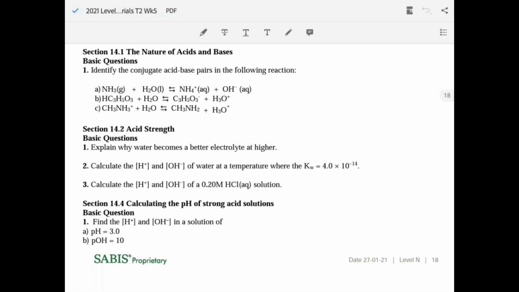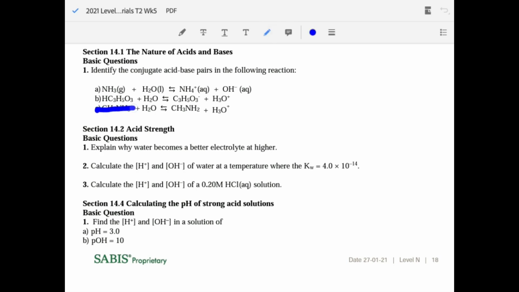Nature of acids and bases. Identify the conjugate acid-base pair. NH3 plus H2O makes NH4+ and OH-. So NH3 accepts a proton, therefore it's a base. So the species formed when it accepts the proton is the opposite. So this is a base, this becomes a conjugate acid. Now here, H2O into OH-. So what it did is, it lost a proton, therefore it was an acid. So the species that is formed is therefore the opposite, which is a conjugate base.